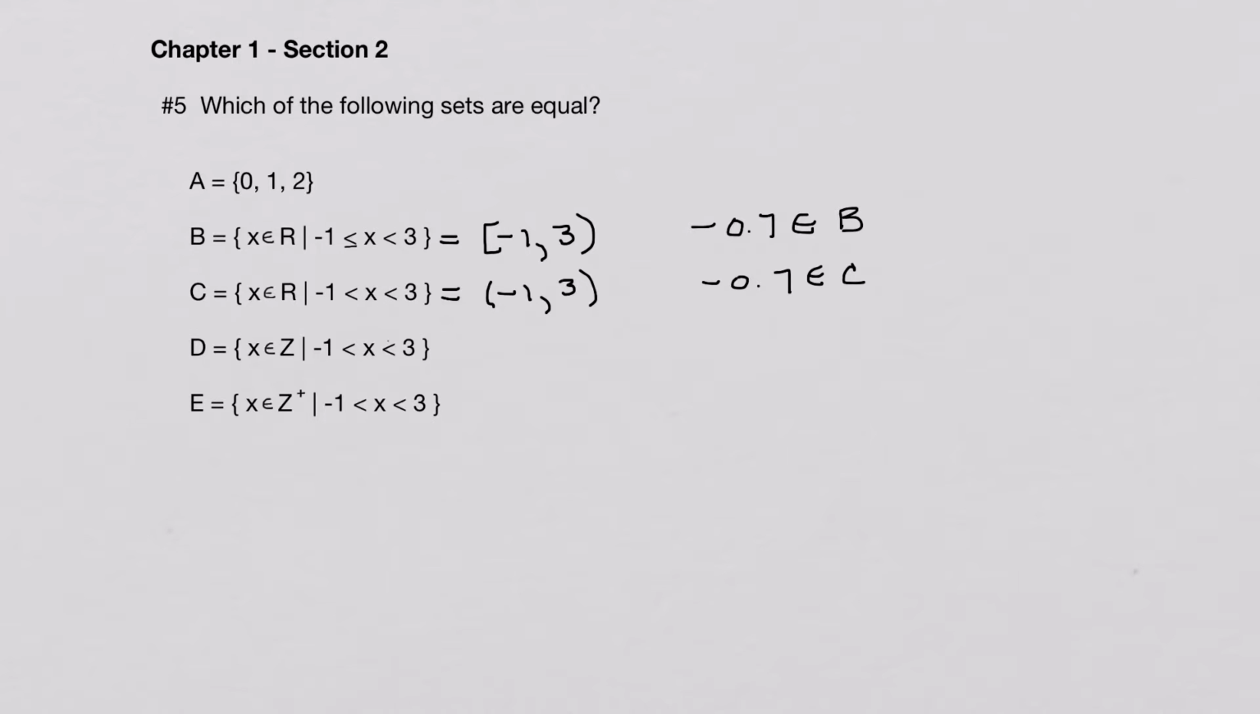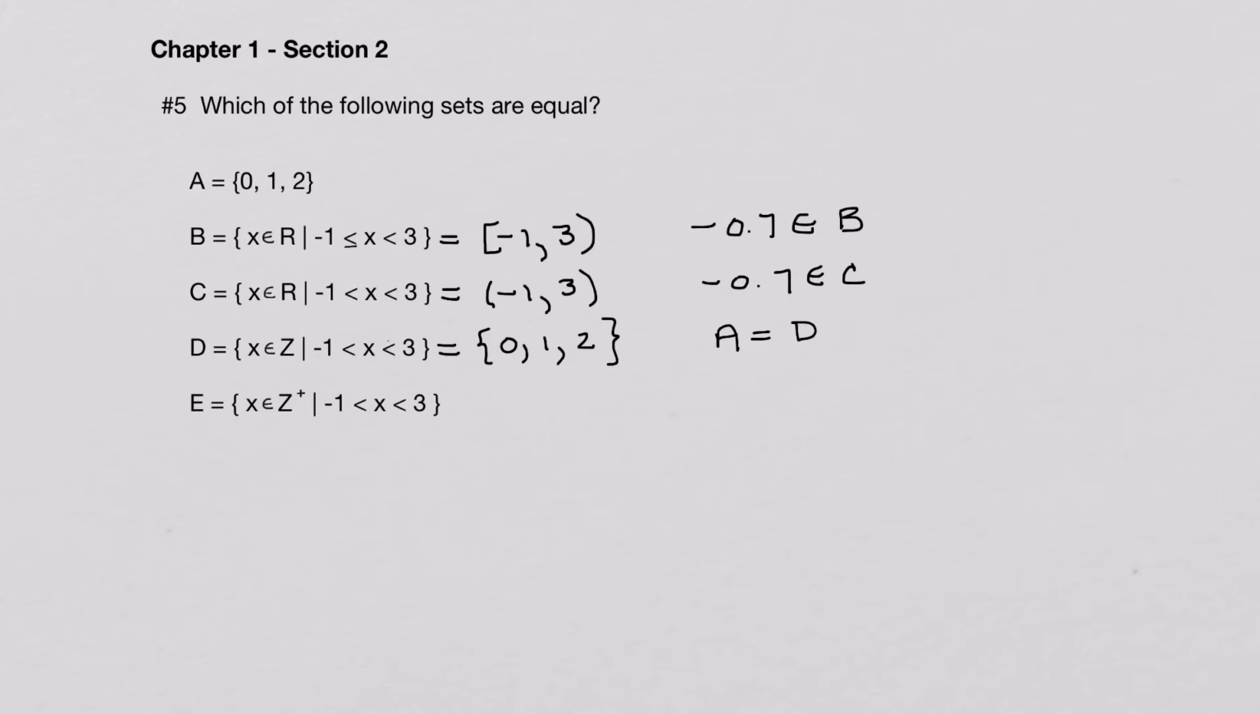Let's take a look at set D. D is equal to the set of all x in the set of integers such that -1 is less than x is less than 3. I'll write this in roster form because we're working with integers. X cannot be equal to -1, so the smallest integer it could be is 0. And then 1 or 2, and it has to be less than 3, so I stop there. This means that A is equal to D.